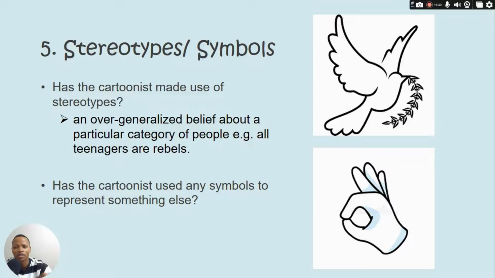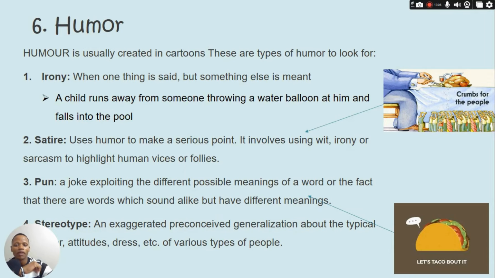And then we have some sort of stereotypes or symbols. Has the cartoonist made use of stereotypes? You need to ask yourself. These could be overgeneralized beliefs about a particular category of people. For example, a statement could be said, all teenagers are rebels. That's basically an example of a stereotype. Has the cartoonist used any symbols to represent something else?